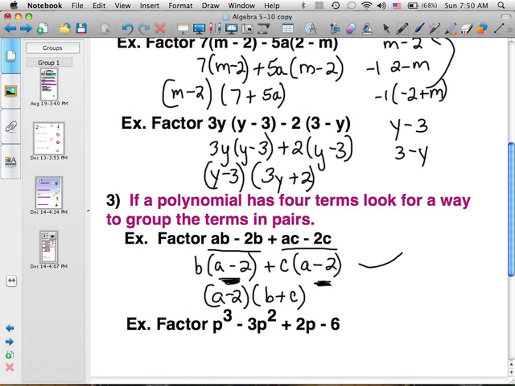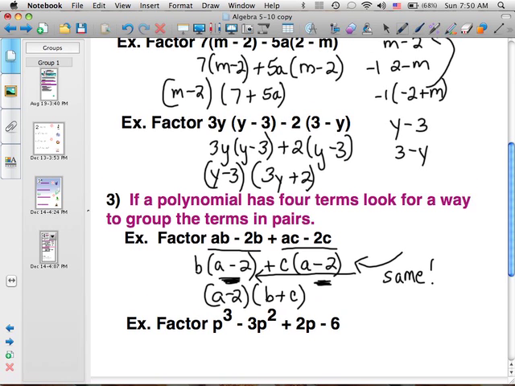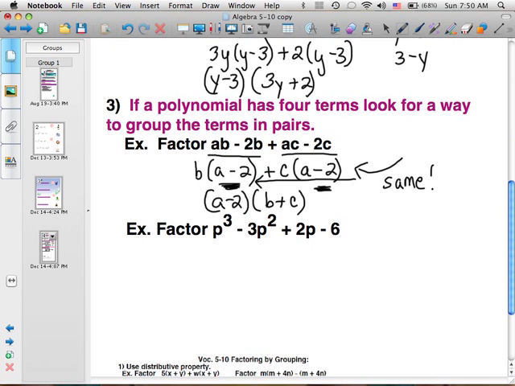Critical thing to remember is that this factor and this one here have to be the same. And that's why you check the signs and make sure you pull out a negative if you need to. Okay, the second example, I'm going to pair these two together and these two together. The greatest common factor I can pull out is p squared. So in parentheses, I need a p to get back to p cubed and a negative 3.